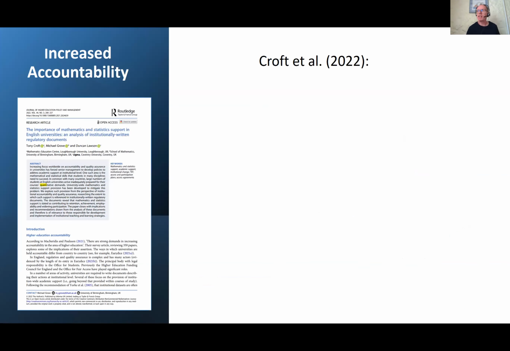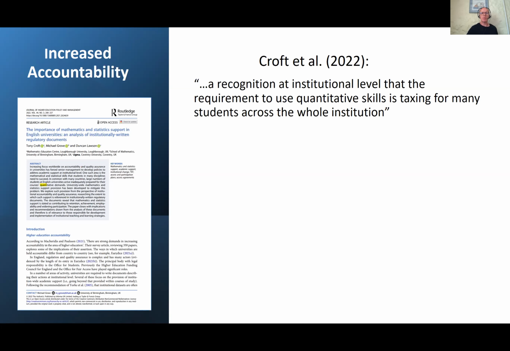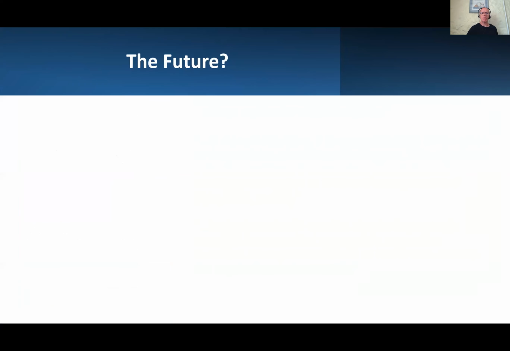So there's current economic change. There's increased accountability on the part of institutions, which is a good thing. If you've not seen this particular paper by Croft et al., all the references we'll give at the end, by the way, this is a really good summary of the role that accountability is playing in terms of student support in universities. So I'll skip through those. I'll let you read that in your own time.